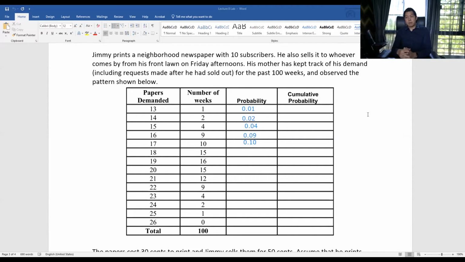These are the probabilities of each of these demands, right? Like this is 1 out of 100 weeks. That means the probability is 0.01. So cumulative probability here is 0.01. And for this one, it would be 0.03, right? It is cumulative. Right? And this one would be 0.07 and 0.16 and 0.26.